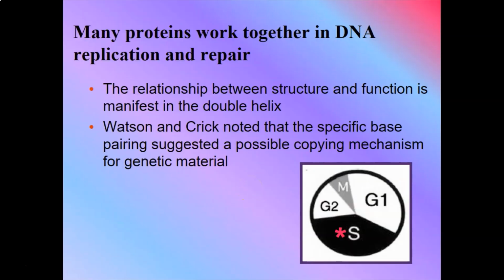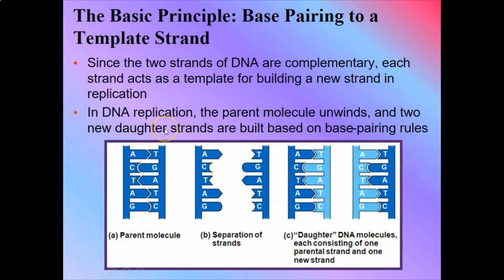So like I said, we're in S phase here, and the relationship between structure and function is manifest in the double helix, right? It has a very specific shape, and because of this, the base pairing happens and enzymes can work really, really well, whether it's making new strands of nucleotides or repairing strands that we already have. So, since the two strands of DNA are complementary, each one acts like a template, right? So here's our double helix right here, but when it separates, it acts almost like a magnet here, like a template. It wants to join again.